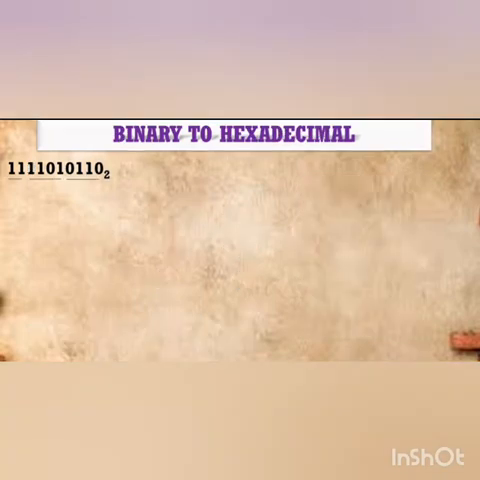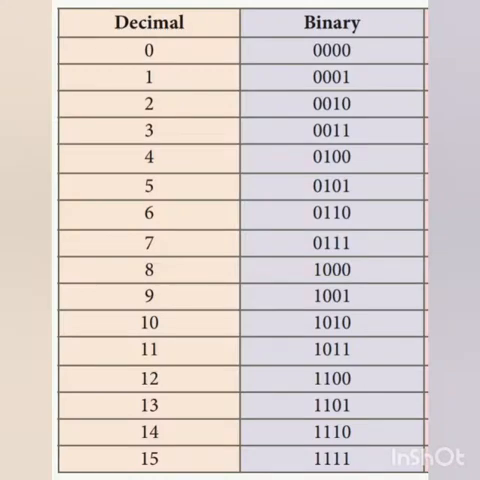Our next type of conversion is binary to hexadecimal. Before going to this, we have to see the tabular column. The base value of hexadecimal is 16, so the numbers start from 0 to 15. Here we have to use a 4-bit code because 2 to the power of 4 is equal to 16. That 4-bit code we have to use.